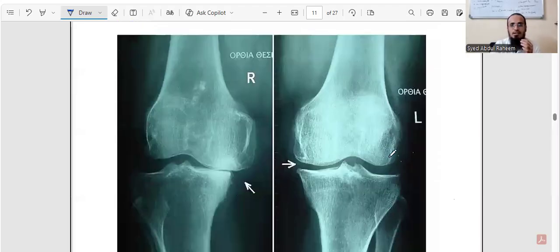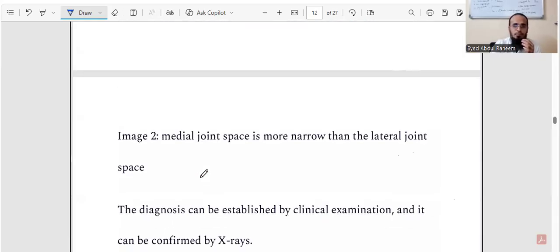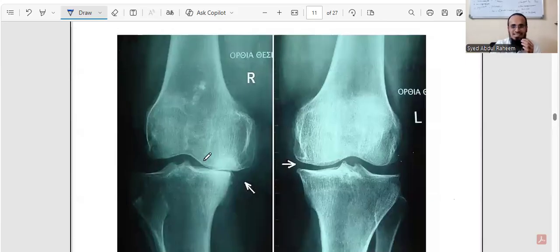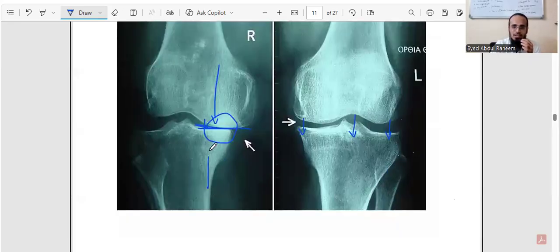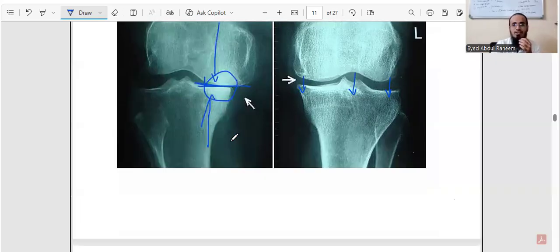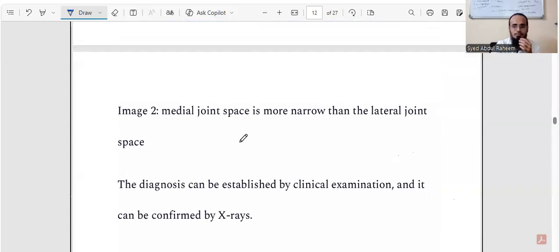You can see this is one image of osteoarthritis. Here you can see the space is reduced. Here the space is normal. Here also the space is normal. Here the space is reduced. So what will happen? Between this bone and this bone, friction will happen. Then pain will occur to the patient. Difficulty in walking, difficulty in sitting, everything will be there.